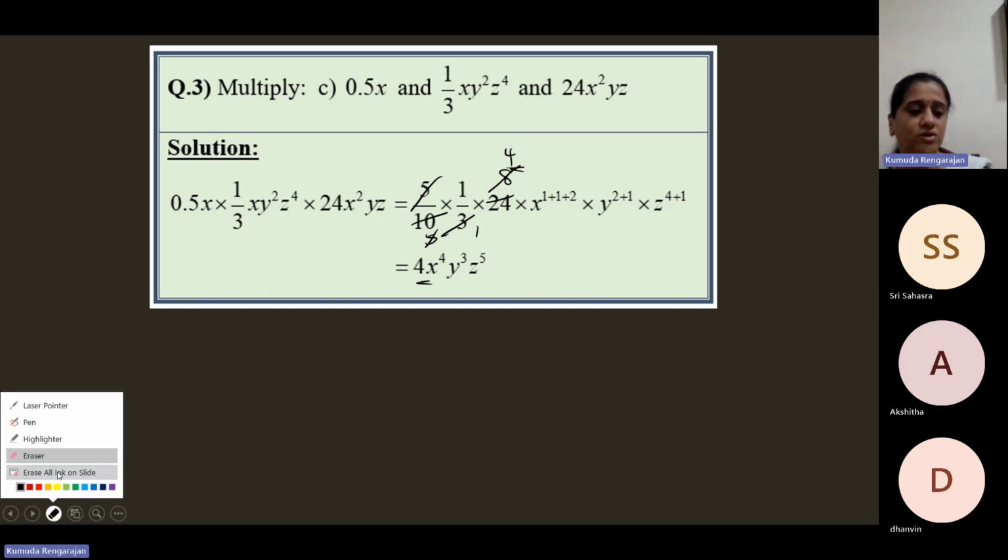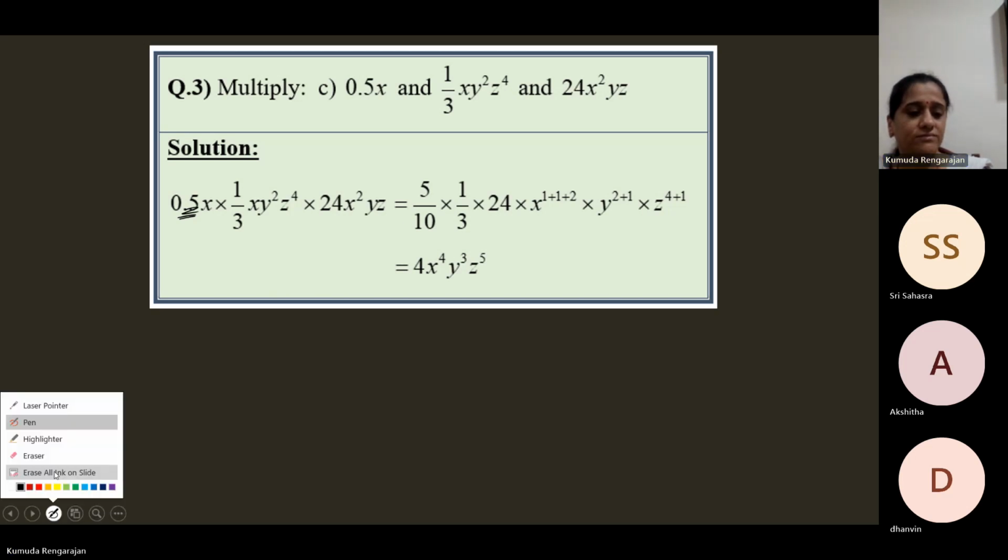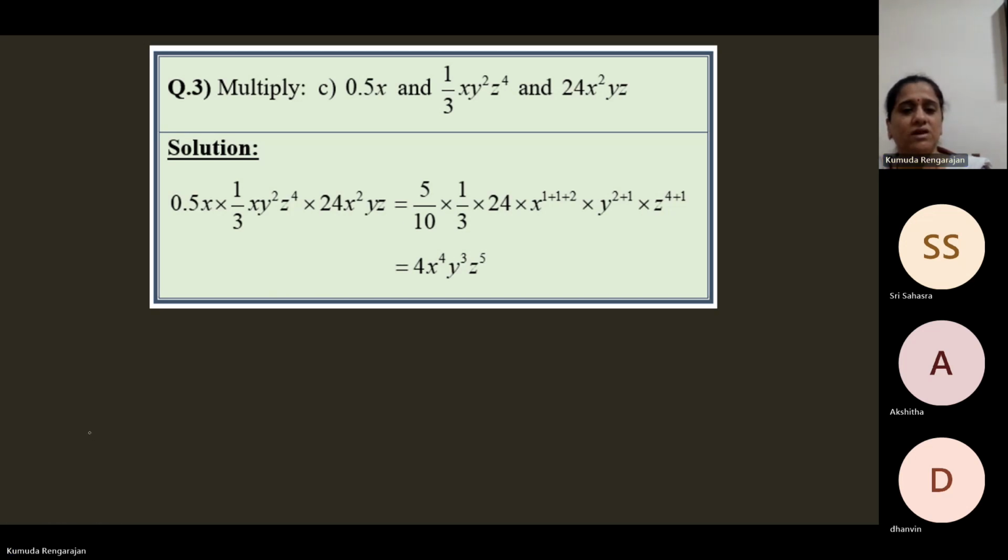So how do you multiply? You should multiply the numbers. I've written 0.5 as 5 by 10. If you want, you can have it as 0.5 itself. I have written 0.5 as 5 by 10 so that I can cancel. It's not compulsory to write 5 by 10. You can also have 0.5, then 3 ones are 3, 8s are 24. And then when you multiply 8 and 0.5, what is 8 into 5? 40 and 1 decimal place. So 4. Not that you have to write 0.5 as 5 by 10.